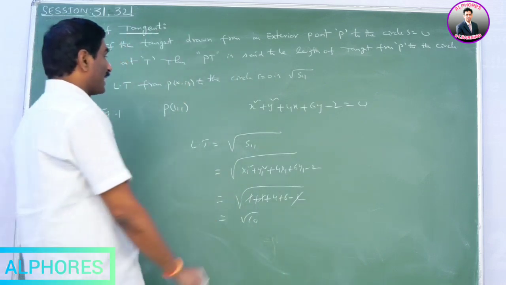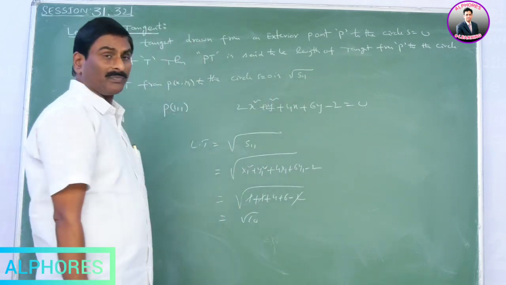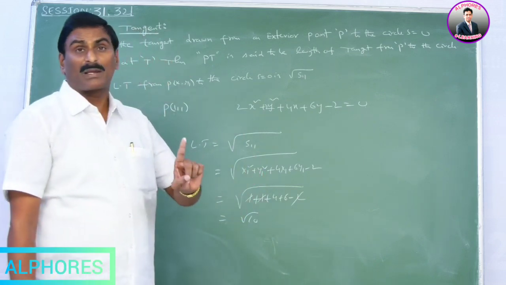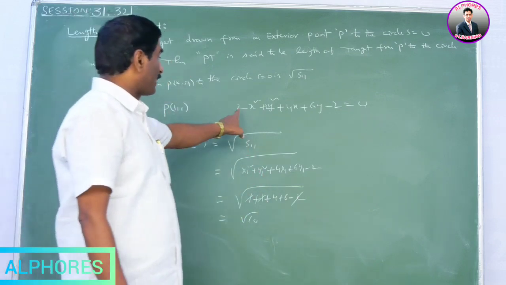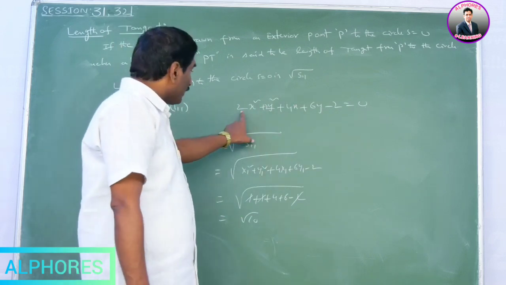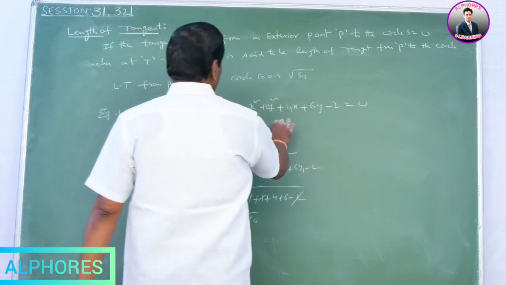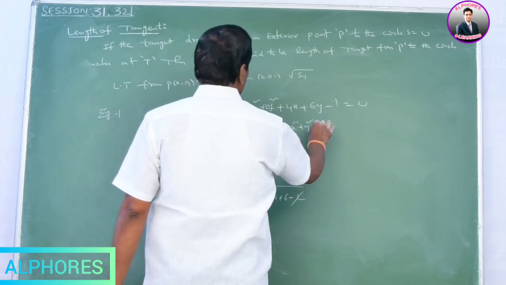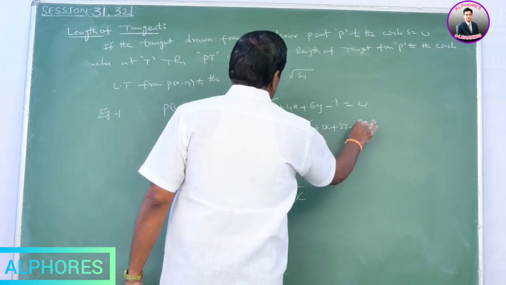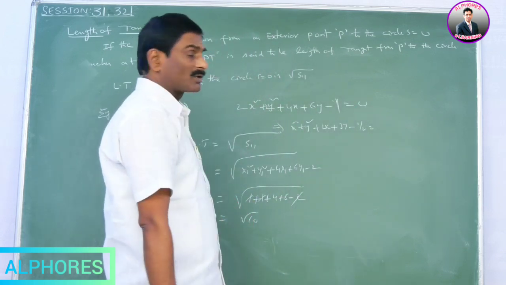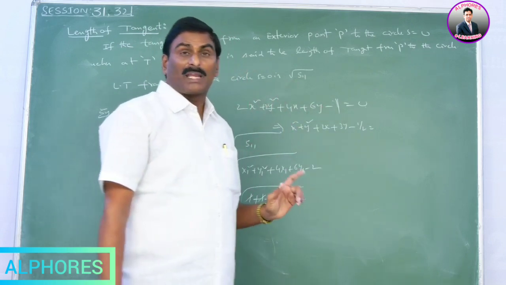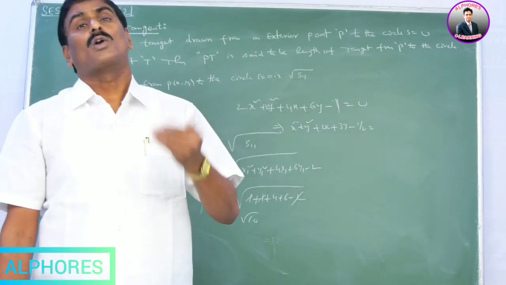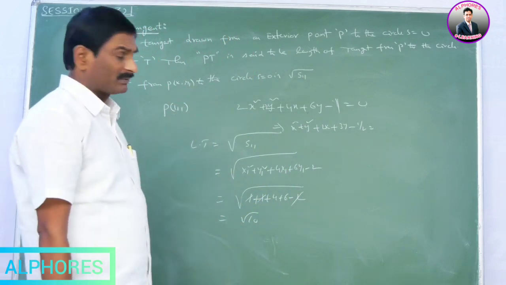In some cases, the given equation is in this way: 2x square plus 2y square plus 4x plus 6y minus 2 equals 0. For root S11, meaning x1 square plus y1 square, both the coefficients of x square and y square must be 1. That means it can be reduced into standard form. After dividing this equation by 2, we get the standard form. That means x square plus y square plus 2x plus 3y minus 1 is equal to 0. This is the value of S. For S11, the x square and y square coefficients must be 1. Then only we write in the notation form. Very important point.